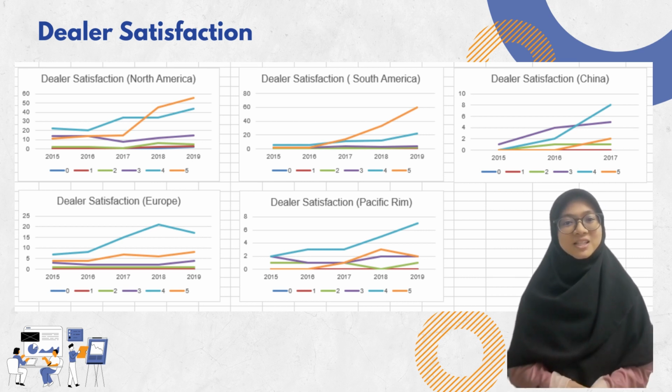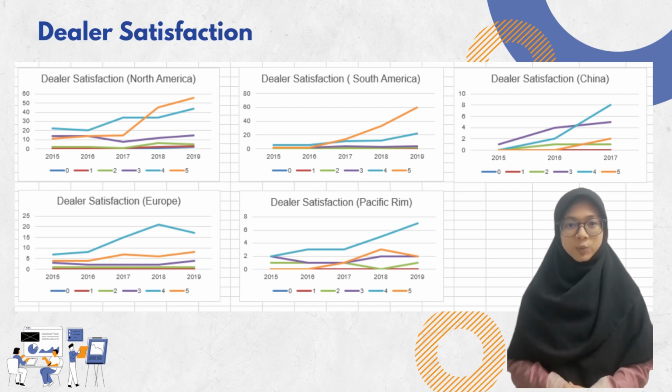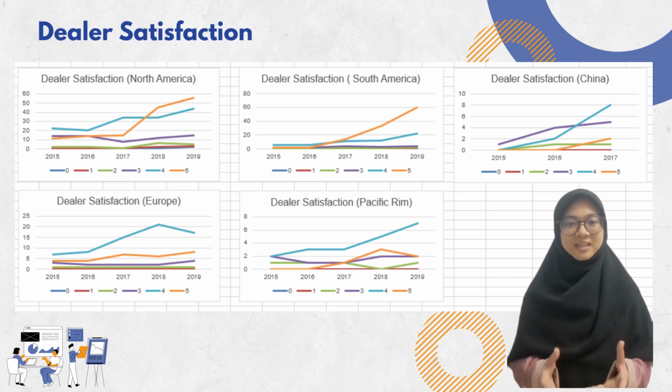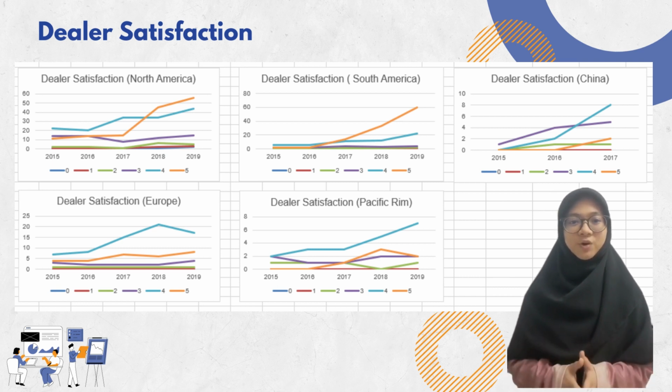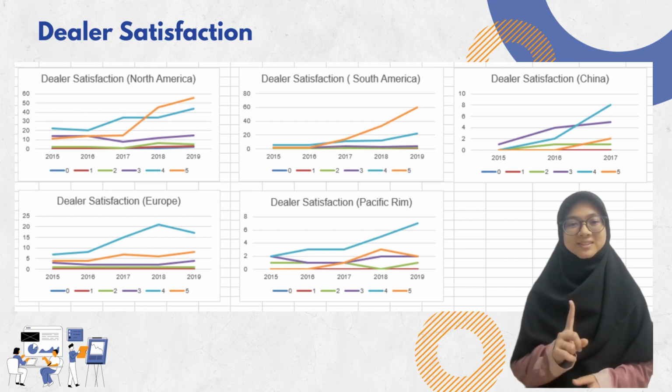Besides, the high sample size is in North America in 2019, which is 125, and the lowest sample size of dealer satisfaction is from China in 2015, which is 1.